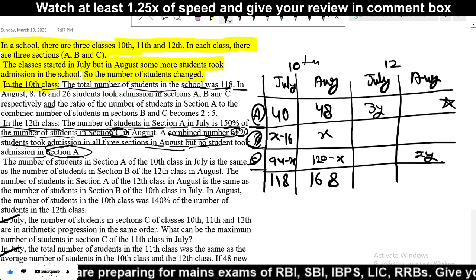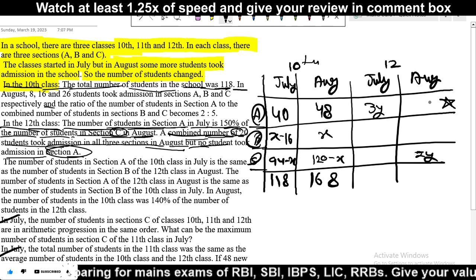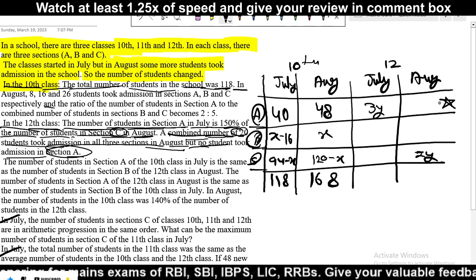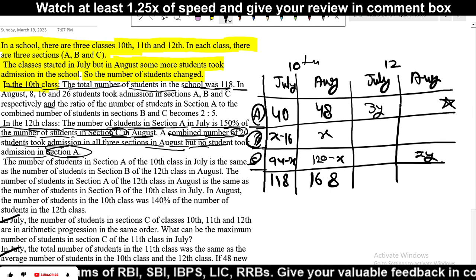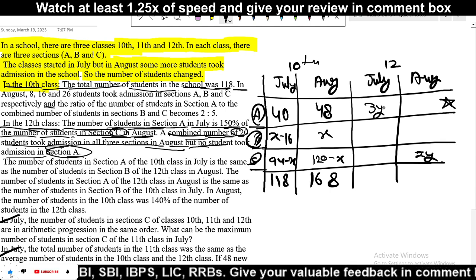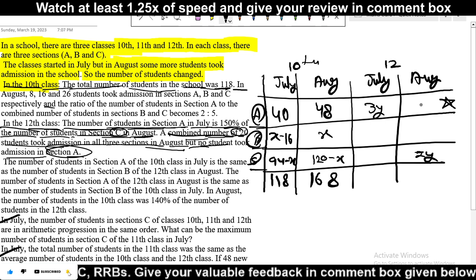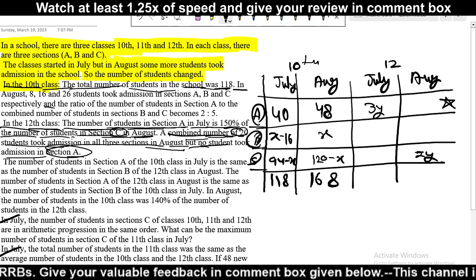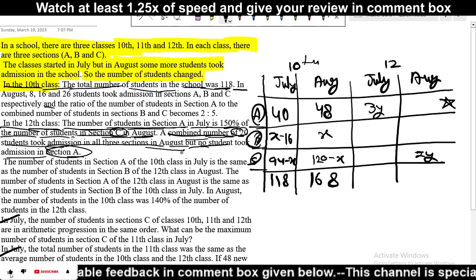This 20 is only for B and C, not for A, because it clearly says that no student took admission in the A section. Okay, it will be the same, whatever number will be here, that same will be here also. We can write 3y, but I will not write it once. Okay, once check what is given in the next part of the question.